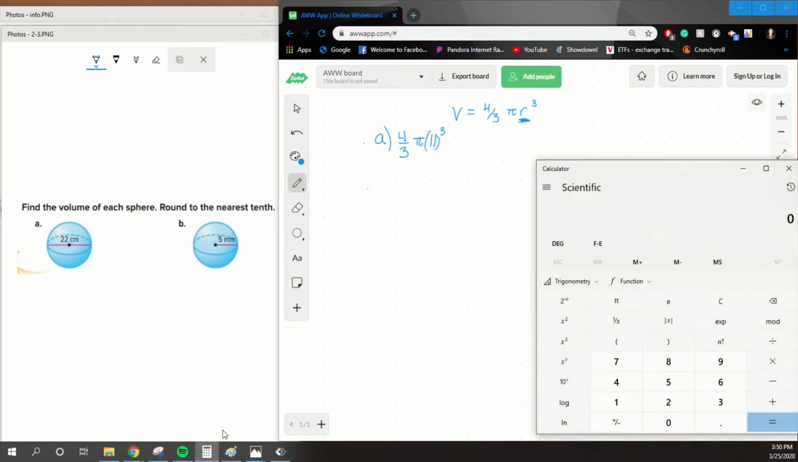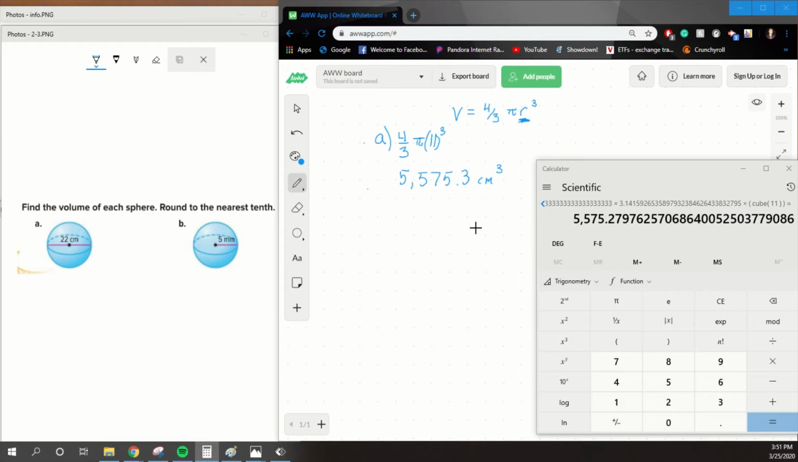So now that I have it plugged into my formula here, I can literally just plug it into my calculator. Let's do 4 divided by 3 first, because why not? Times pi, times, now I have to be sure to put this in parentheses if it's going to give me the correct answer. 11 cubed. If I would have just cubed my regular number, it would have cubed everything, and then we would have gotten an incorrect answer. So after I plug all that in, with my parentheses in place, this is equal to 5,575.3 centimeters cubed.